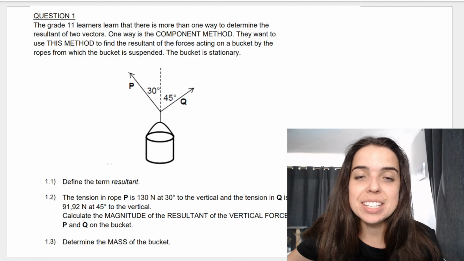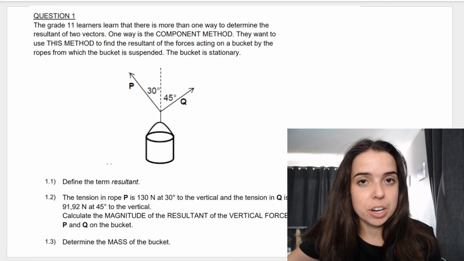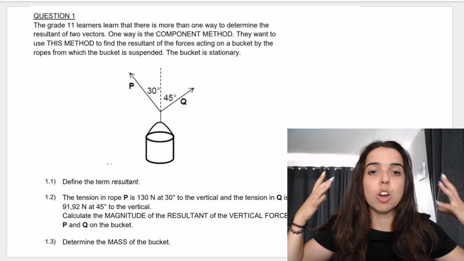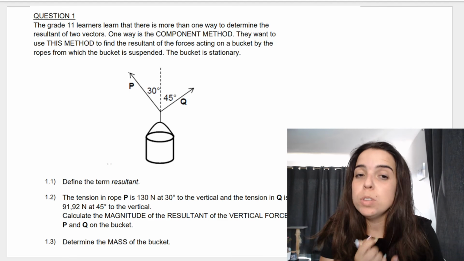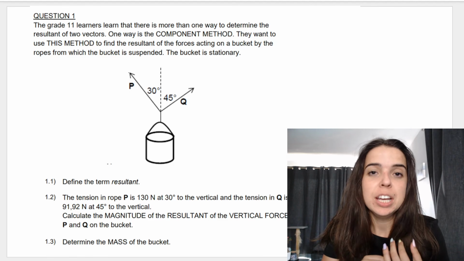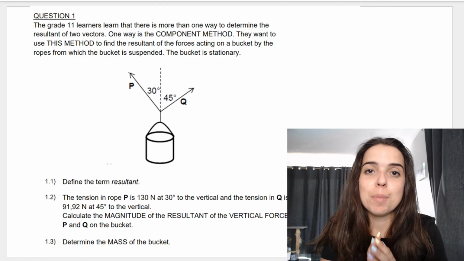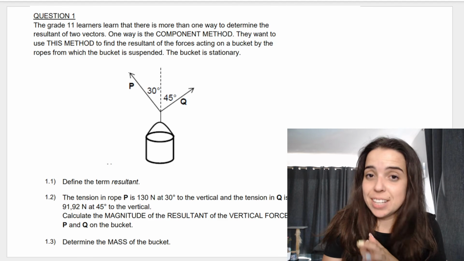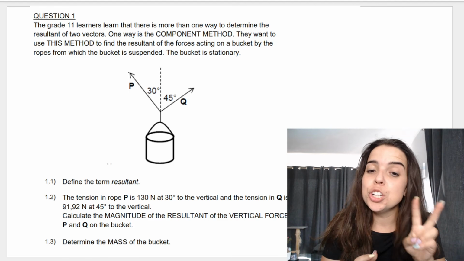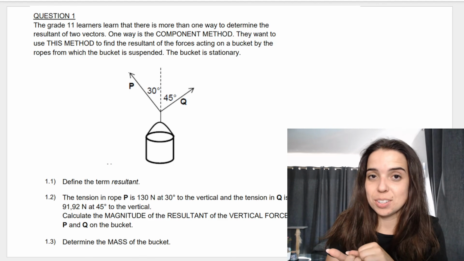Hello grade 11s, in this video I'm going to do another exam question, and just take note that this is an objects in equilibrium or forces in equilibrium exam question. It's got to do with closed vector diagrams, triangle forces, that section of work basically. I'm going to show you two different methods in order to answer this question.